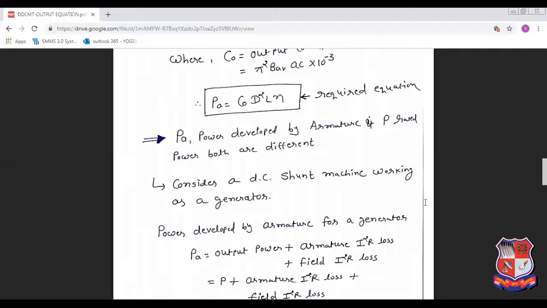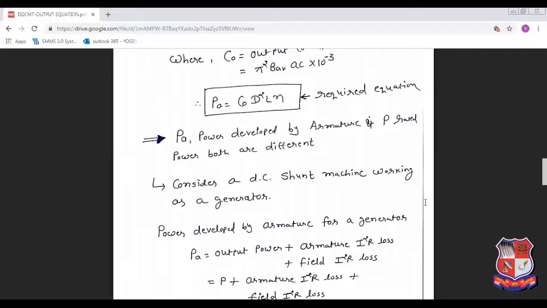And also, the maximum flux density Bg equals the average flux density B average divided by the ratio of pole arc to pole pitch. The output equation is used to find the main dimensions of a DC machine.